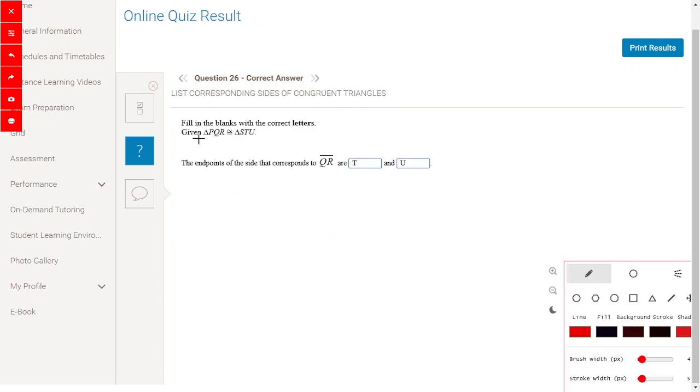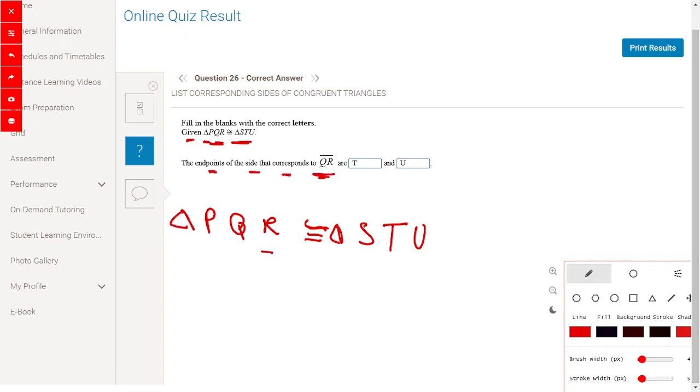Question number 26. Given triangle PQR and triangle STU, I have triangle PQR congruent with triangle STU. Okay. Now the endpoints of the side correspond to QR. This is the QR. So the endpoints which correspond to the QR, I have the Q here, which is T, and R is U. So the answer will be T and U. Okay.